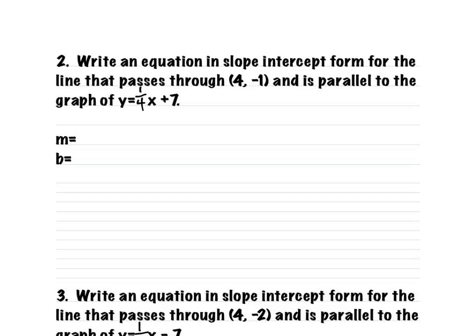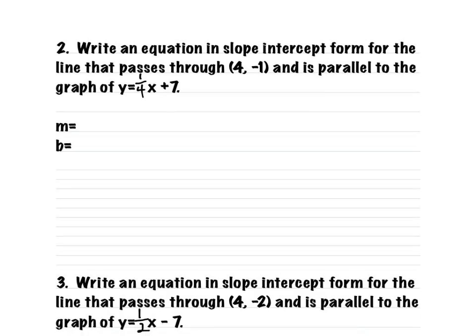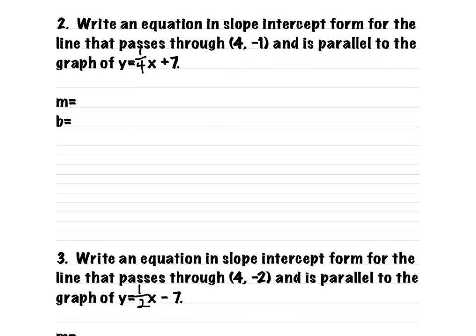Okay, let's look at number 2 and let's do it together. Write an equation in slope-intercept form for the line that passes through 4, -1 and is parallel to the graph of this equation, y equals 1/4 x plus 7. Right, so the first thing that I have to figure out is, what do I need to write an equation in slope-intercept form? Well, I know I need m and I know I need b.